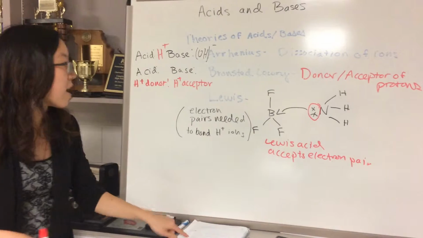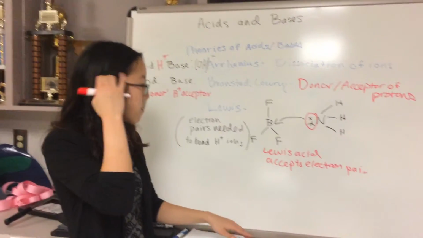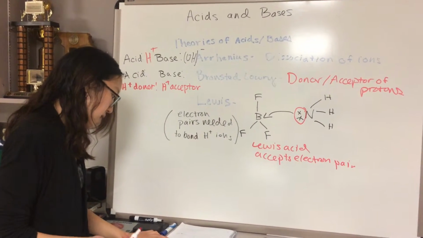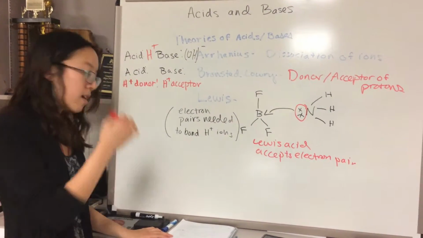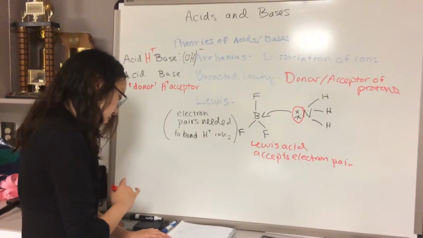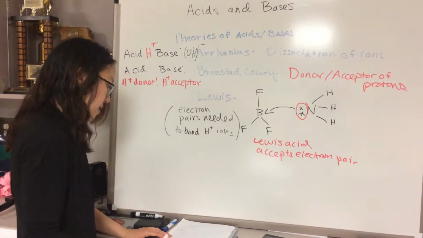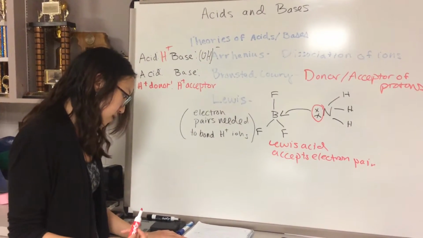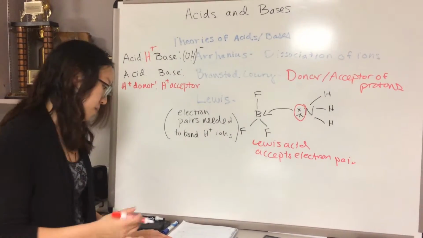For our Bronsted-Lowry, what is also really important is, of course, our conjugate acid and our conjugate base theories. As you can see, Bronsted-Lowry allows us to think about the theory of conjugate pairs. So the best way to understand this is to start with an example.